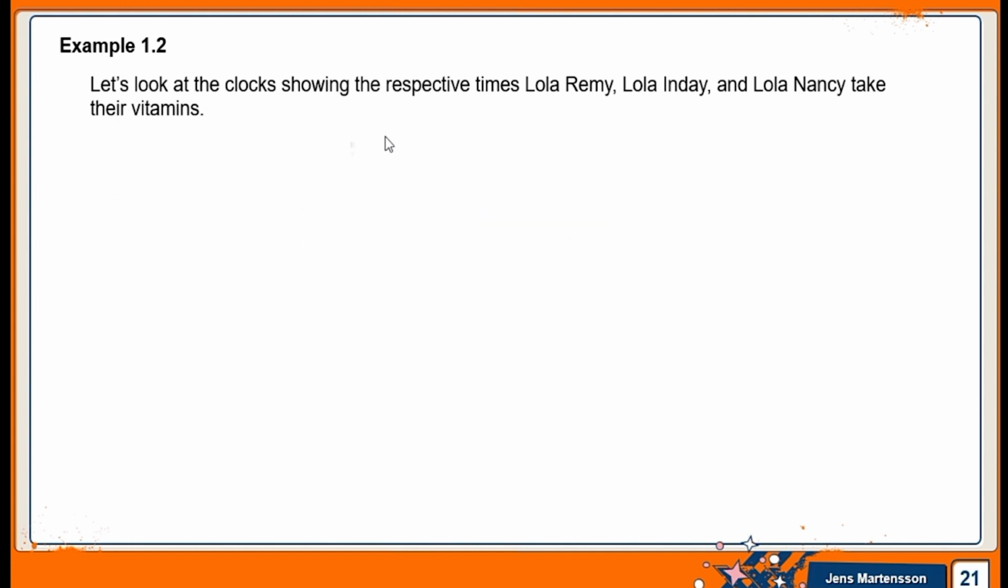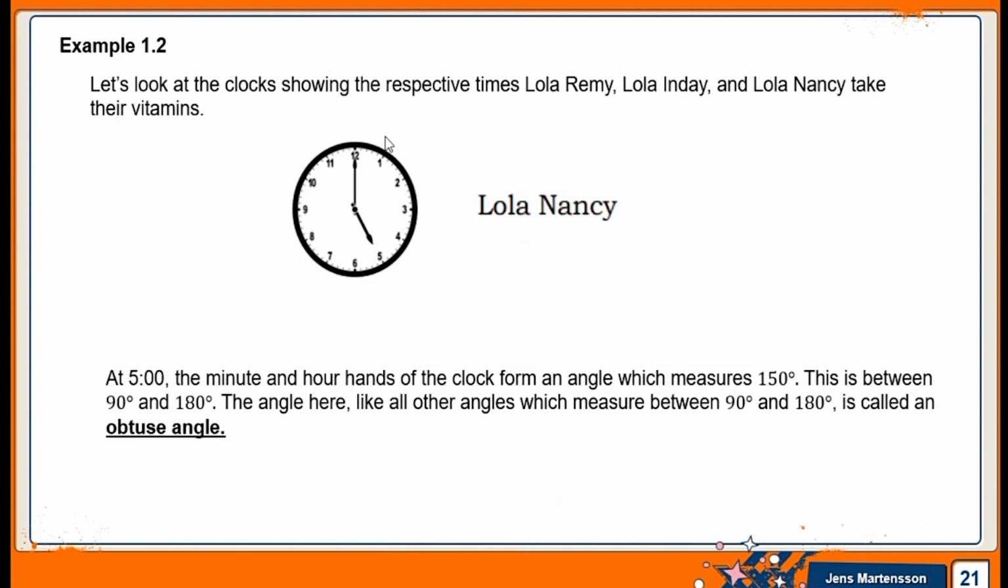So the last one is for Lola Nancy. At 5 o'clock, the minute and hour hands of the clock form an angle which measures 150 degrees. This is between 90 degrees and 180 degrees. So 150 degrees is greater than 90 degrees but less than 180 degrees. The angle here, like all other angles which measure between 90 degrees and 180 degrees, is called an obtuse angle.